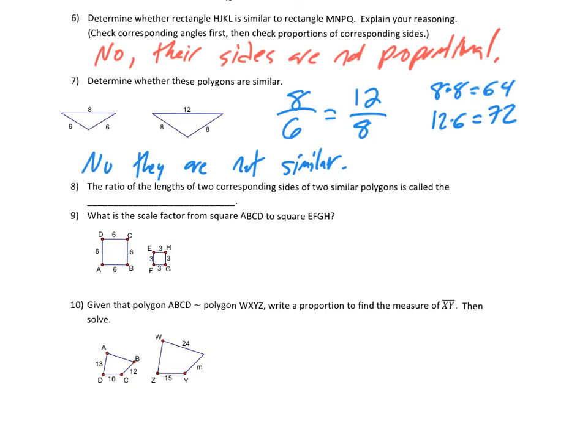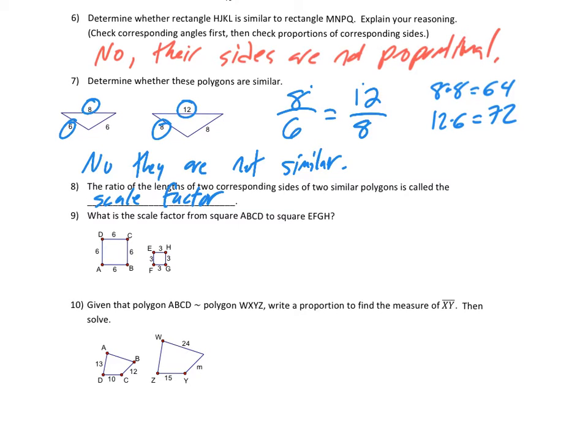So I set up a proportion with their corresponding sides. Big side is to little side as big side is to little side, and that's how I set it up here. Cross multiplied, I got 8 times 8 is 64, 6 times 12 is 72. Those are not the same, therefore they are not similar. Okay, the ratio of lengths of 2 corresponding sides of 2 similar polygons is called the scale factor. All right, in other words, how much bigger or smaller is one thing from the next.